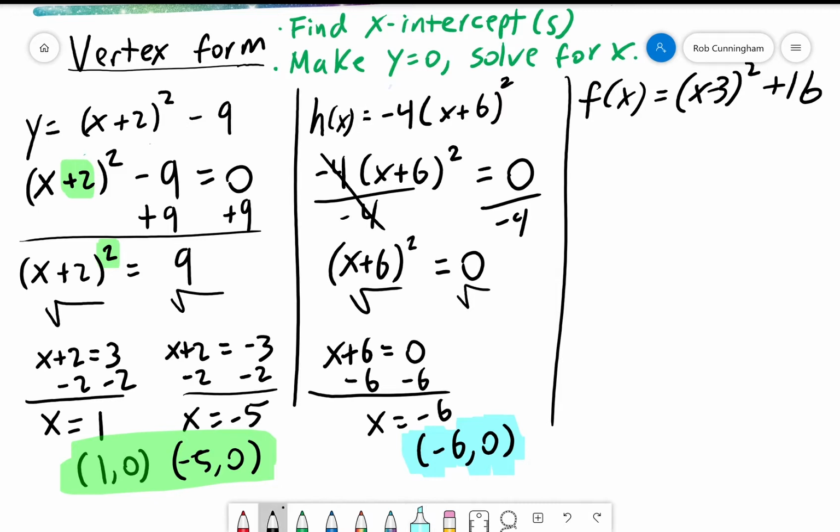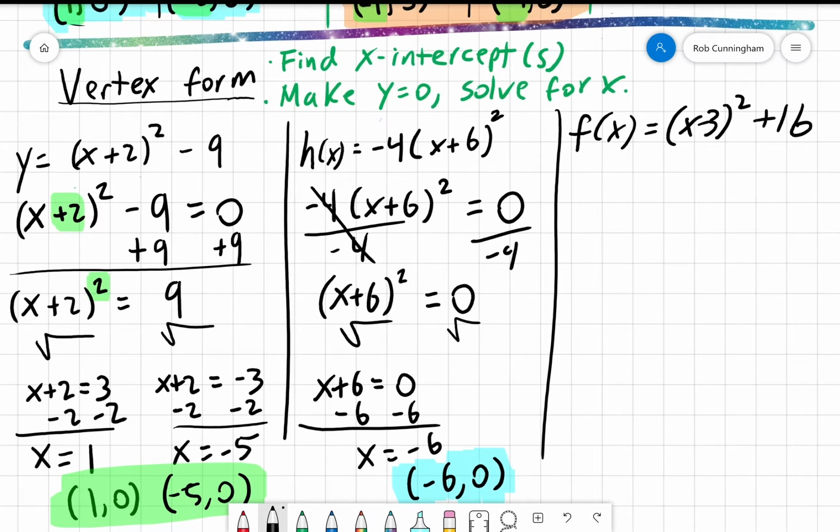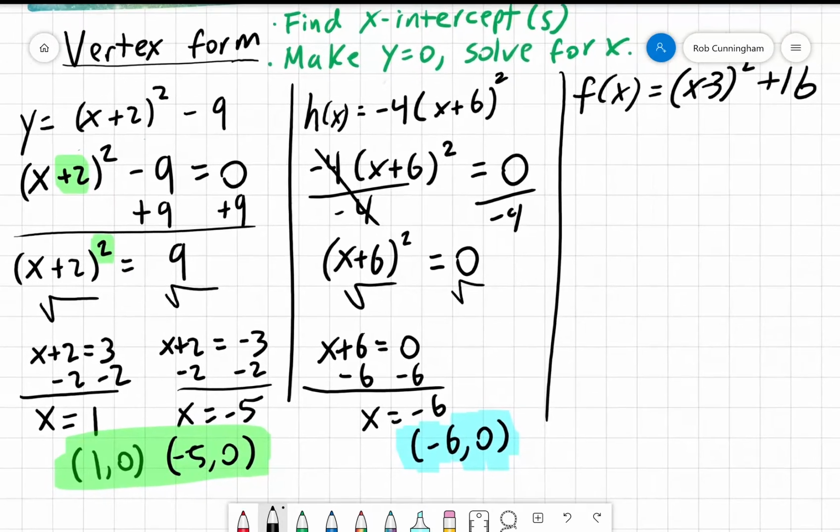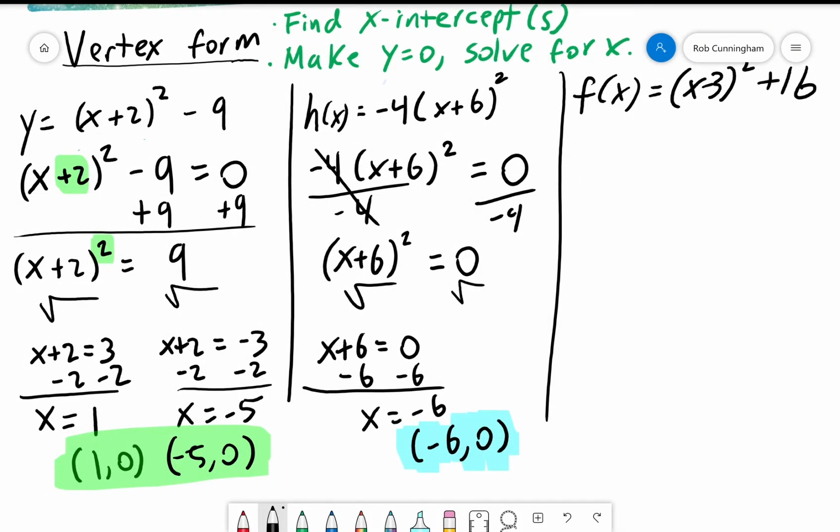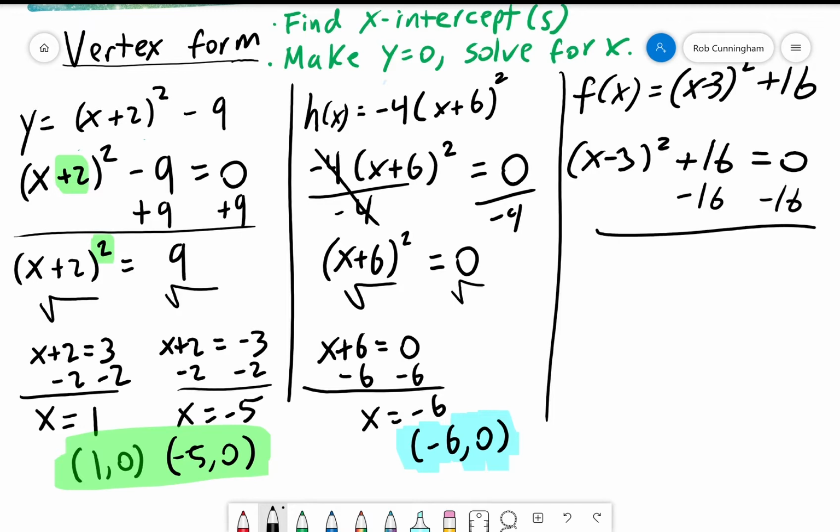So again, sometimes you're going to end up with one solution, sometimes you'll end up with two. All right, last example. f(x) equals (x - 3) squared plus 16. Well, same first step, set y equal to 0. So we get (x - 3) squared plus 16 equals 0. Okay, next step, subtract 16 from both sides. We get (x - 3) squared equals negative 16.